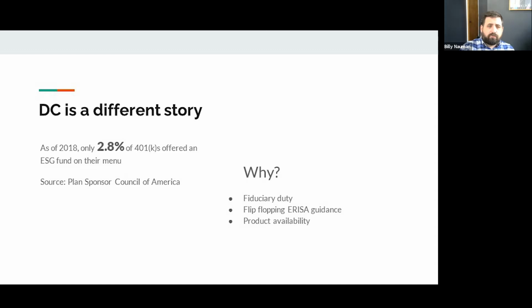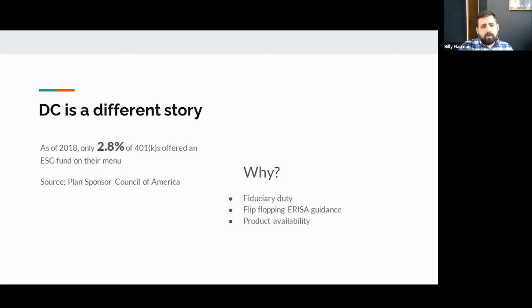I'm sure anyone here is familiar with ERISA. But ERISA is the law that sets the rules for what a retirement plan can and cannot do. And historically, it's been unclear how ESG is perceived under ERISA. Under Obama, they were more permissive.